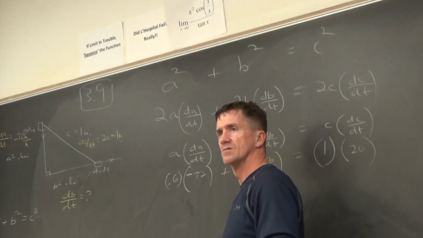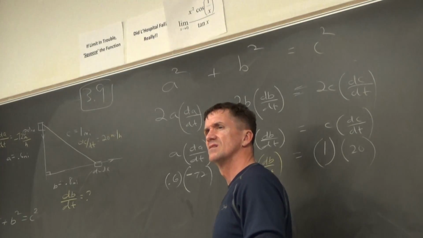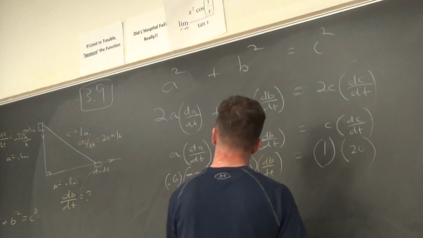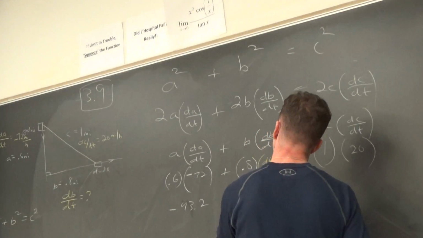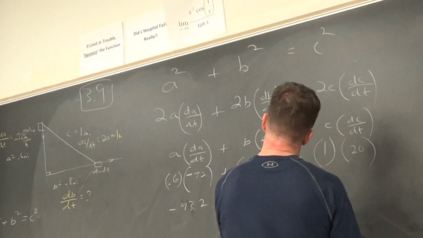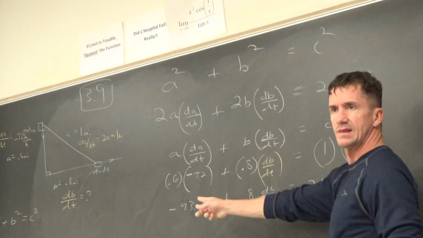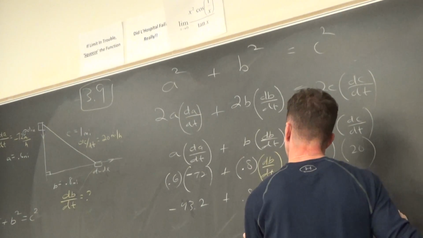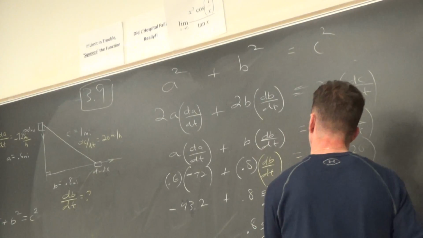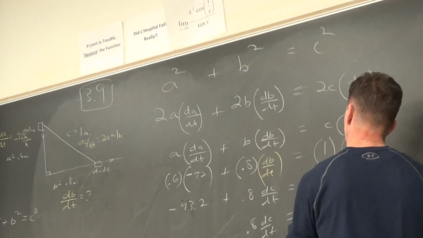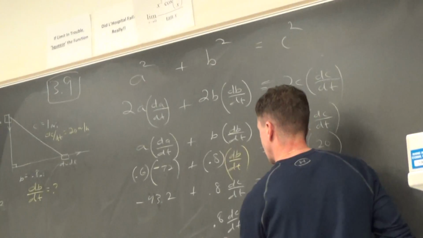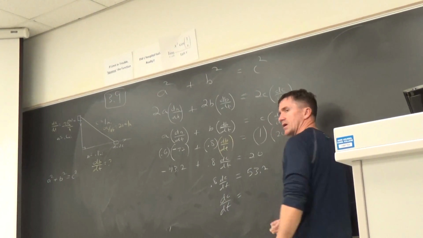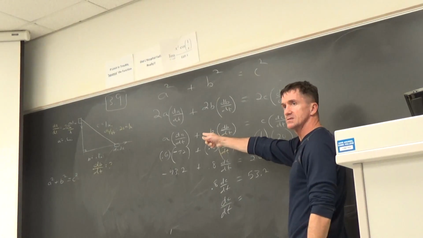0.6 times 72. All right, so negative 43.2 plus 0.8 times DBDT equals 20. Let's add that on both sides, right? You get 0.8 DBDT equals 63.2. And last step, what do we do? Divide by 0.8. Hey, our answer's gonna be positive. I hope that makes sense to you.